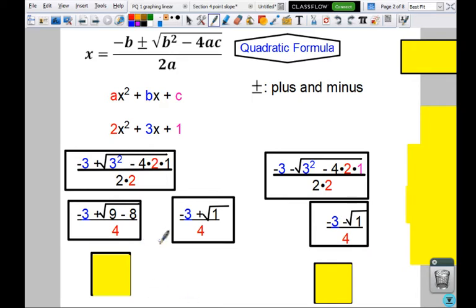That's easy. So I have negative 3 plus 1 divided by 4. And over here in my minus, I'm going to have negative 3 minus 1 divided by 4. And then I just have a couple more steps. I go negative 3 plus 1 is negative 2. What's negative 2 over 4?